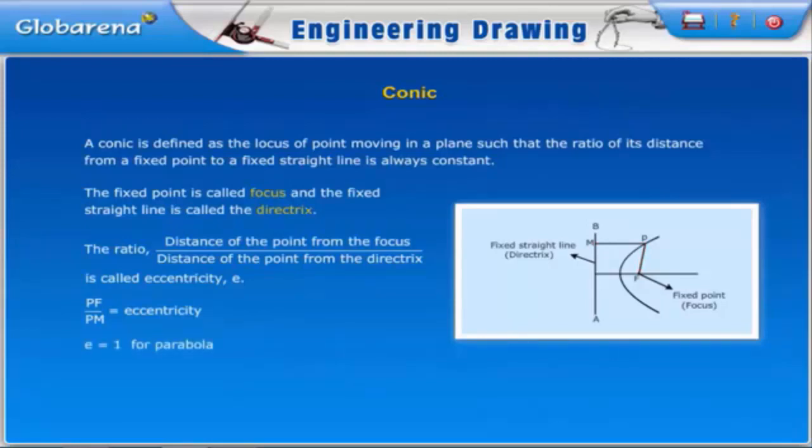e is equal to 1 for a parabola. e is less than 1 for an ellipse. e is more than 1 for a hyperbola. As we are familiar with the conditions for conics, now let us see how to construct a parabola and also the normal and tangent to the curve.